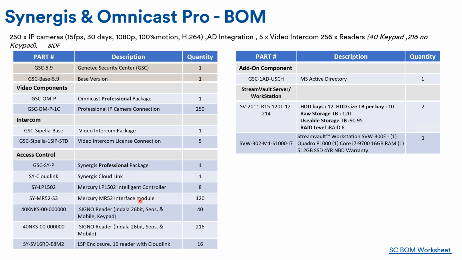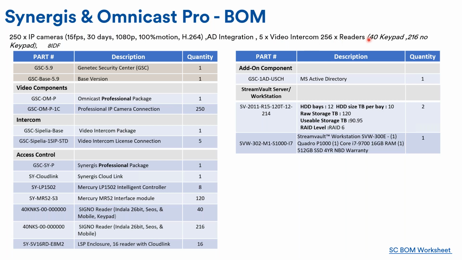Now for our access control, once again, we would have the Synergist Professional package with the Synergist Cloud Link and our Mercury controllers, the LP1502 being the intelligent controller, and the MR52 being the interface devices to be able to connect to our various readers to go with it.